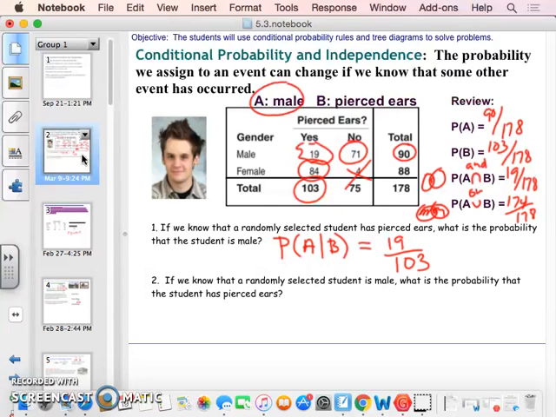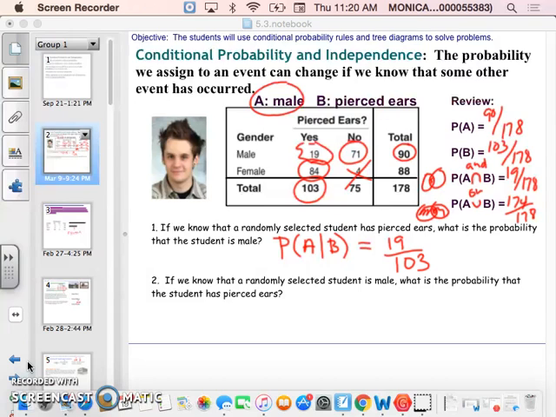with pierced ears. Sorry about that distraction. I tried to get it before. All right, so maybe that'll be the last bell ring.